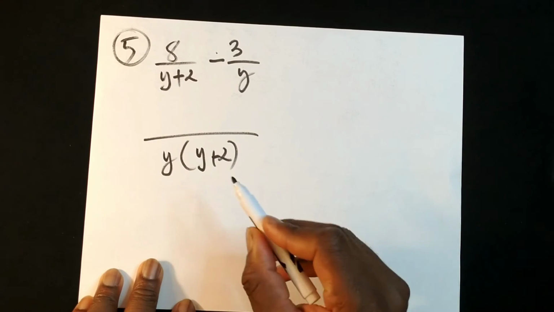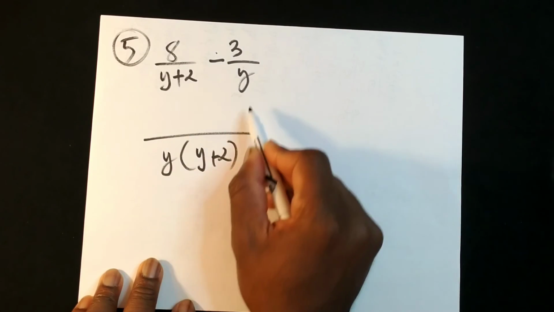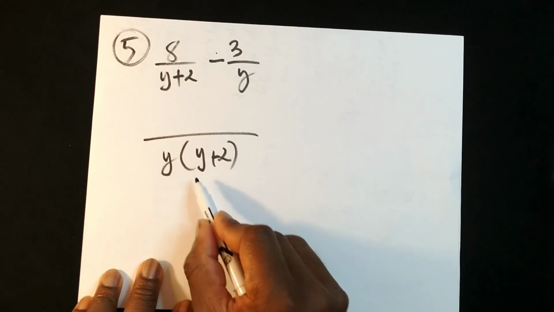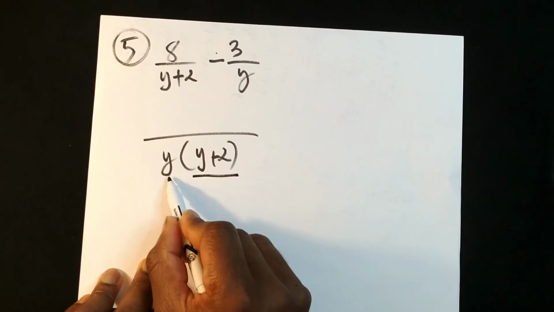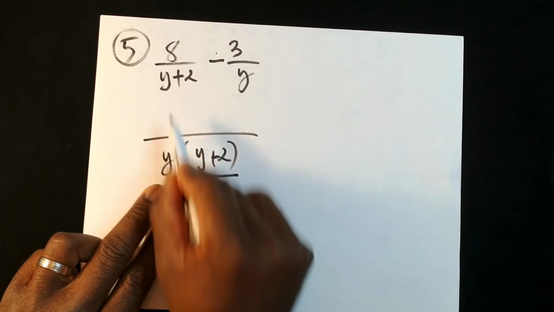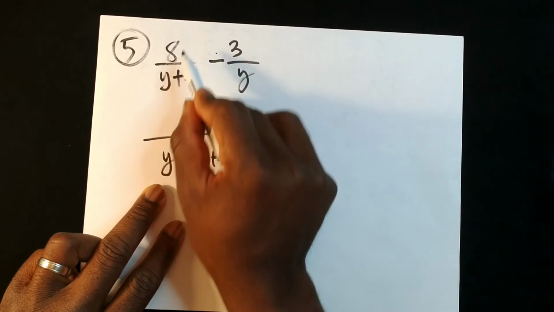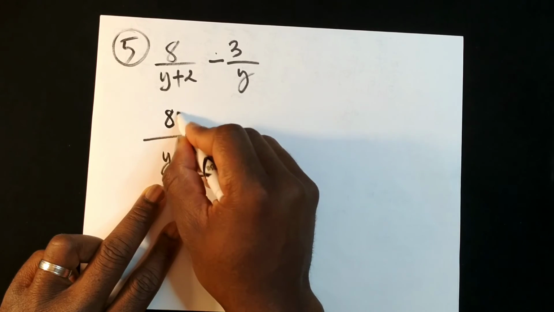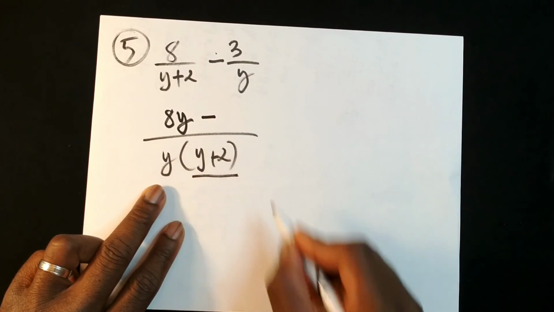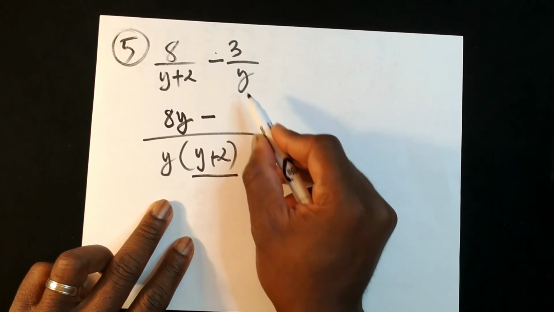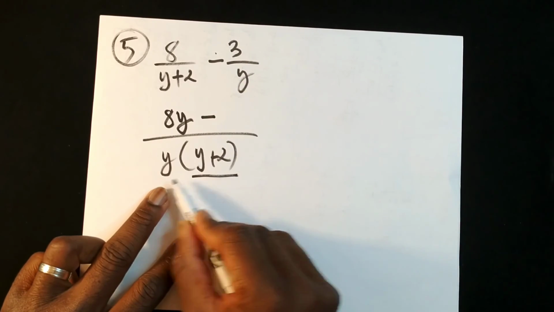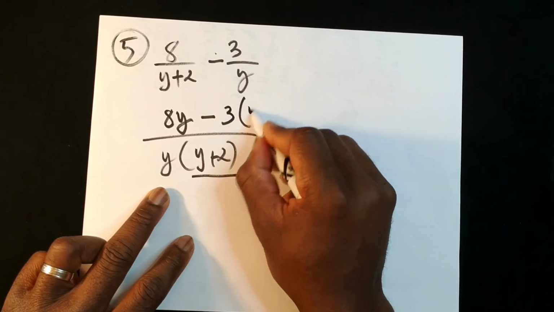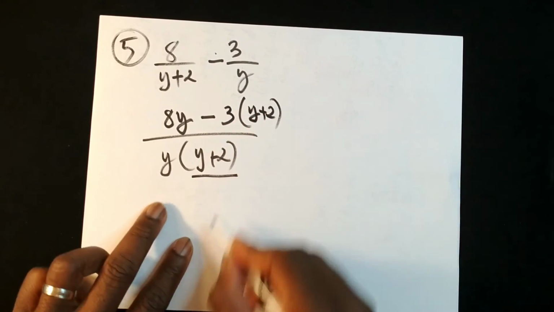So in that case, since the denominator of the first portion is (y plus 2), the only thing remaining to give it the common denominator will be y. So we use the y and multiply that by 8, minus the same thing for the second one. The denominator of this is y, so the remaining part is (y plus 2). We'll use the 3 multiplied by (y plus 2).